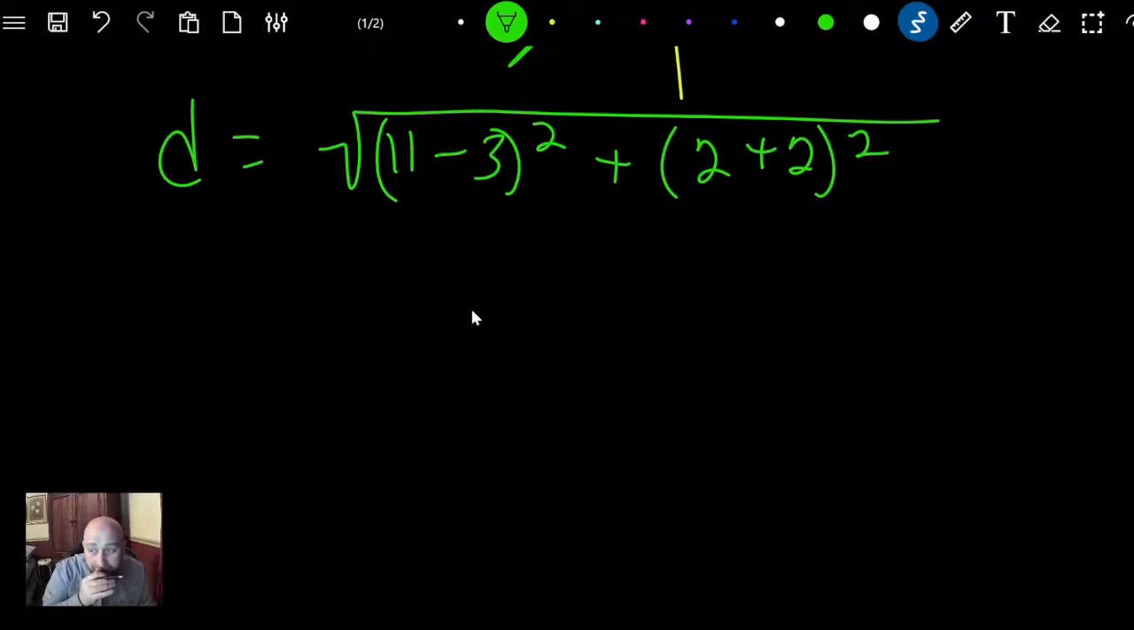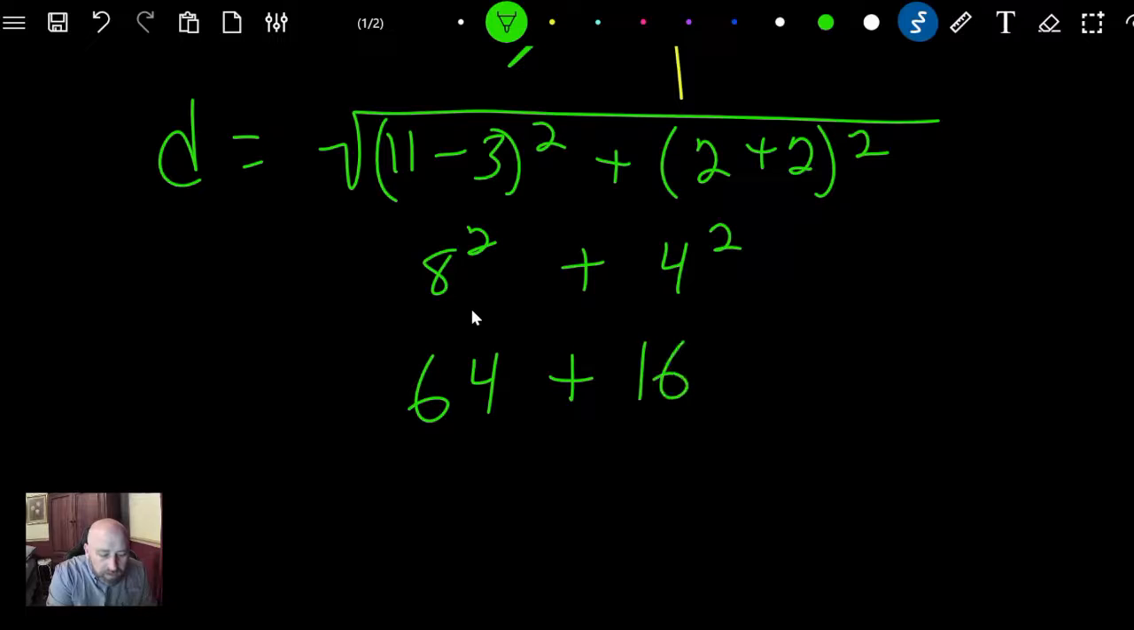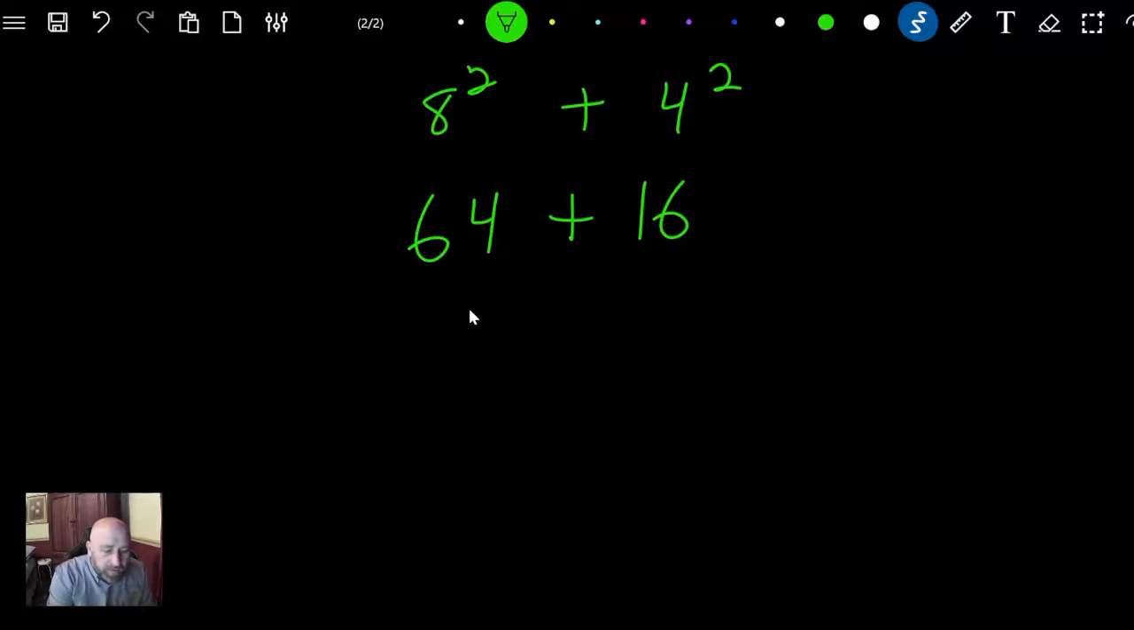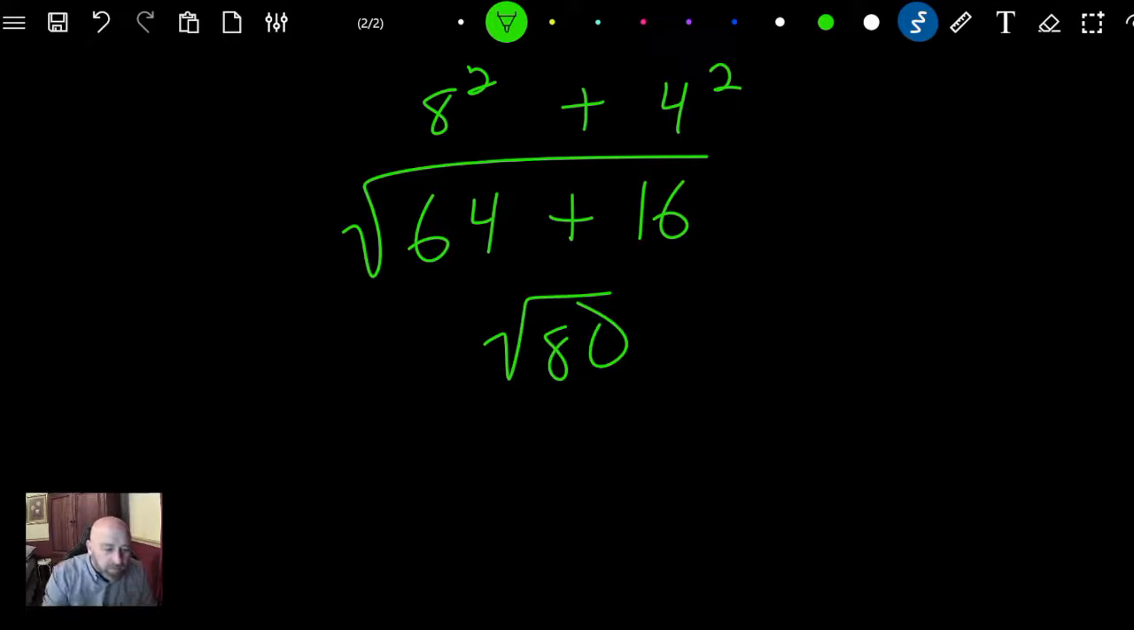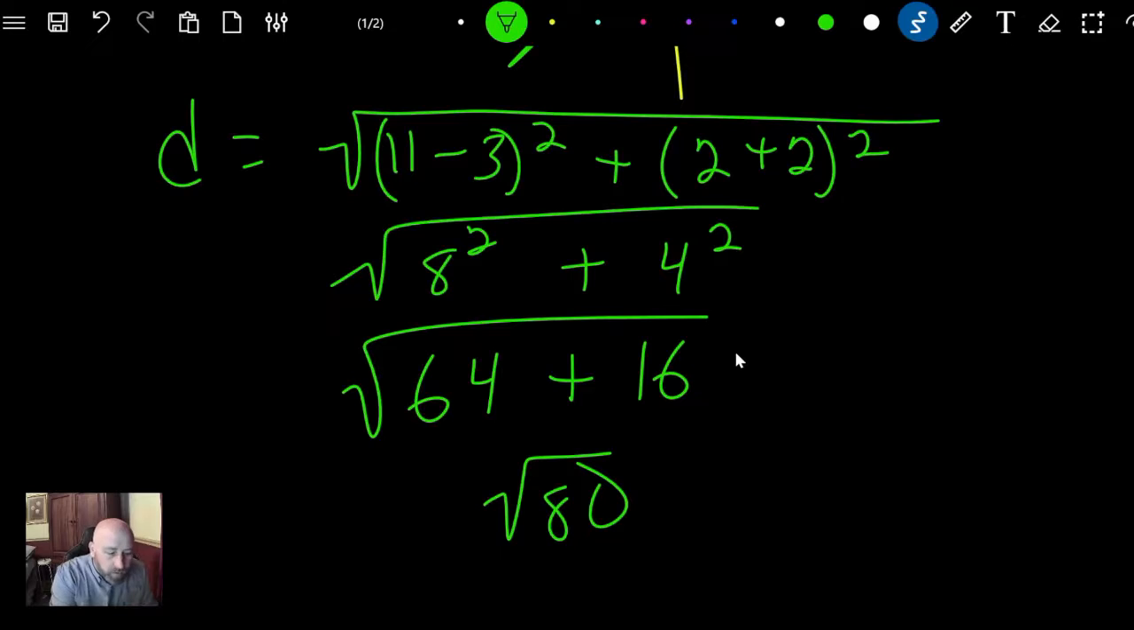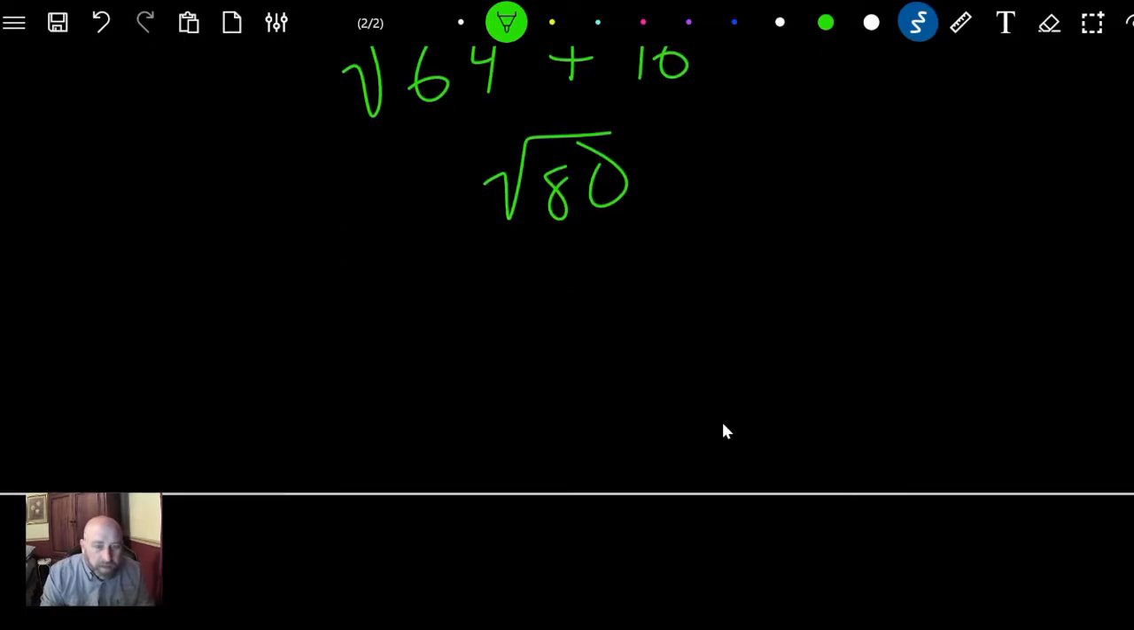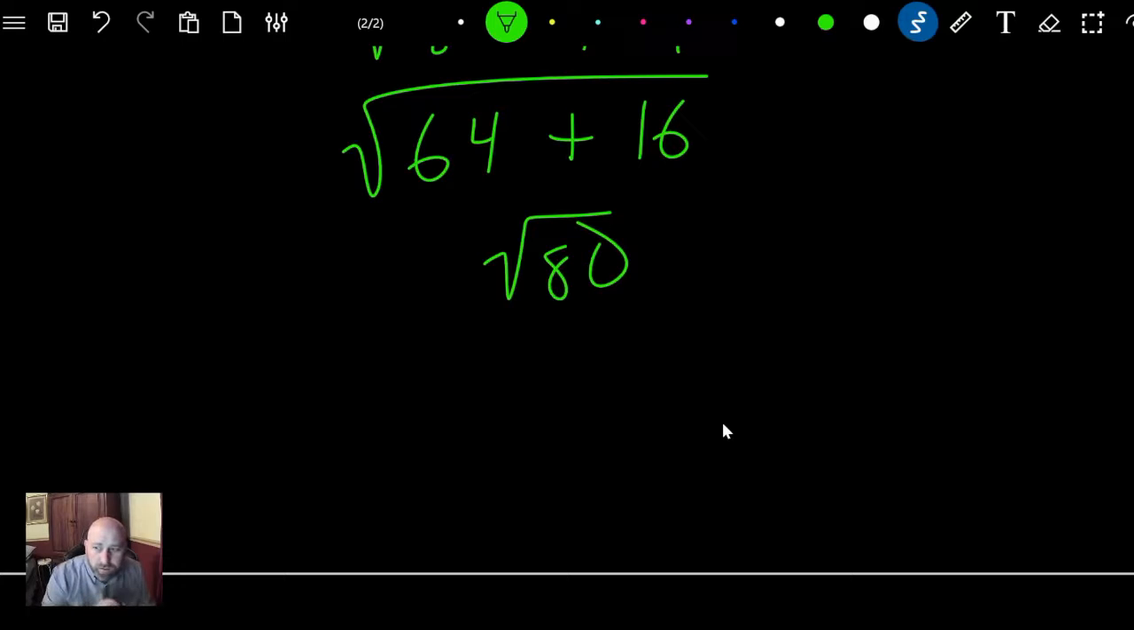So now I'll just go ahead and solve this out. 11 minus 3 equals 8 squared, plus 4 squared. 8 squared is 64, plus 16. Add those up, and I am going to get 80. The square root of 80. And this is all still in the square root sign. I have a bad habit of not always writing my square root sign. I remember it's there, but you might not remember that it's there. So make sure you write your square root sign.